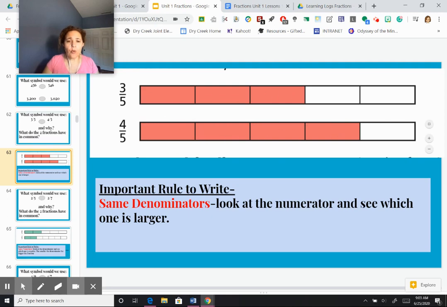So this is an important rule to write down. When we have the same denominators, look at the numerator and see which one is larger. So this one tells me I have 4 things out of 5 things. This one's actually more than 3 out of 5 things, right? Think of it as food or sharing something. Here I have 4 things out of 5 things. So this is more, this only has 3 things out of 5 things. So it's less. So pause the video and write this down.